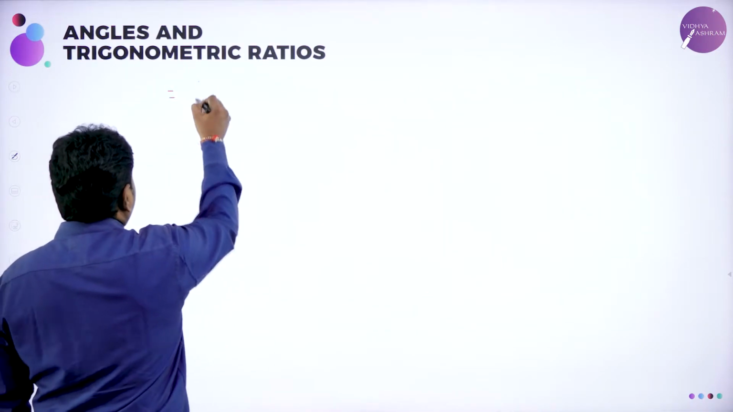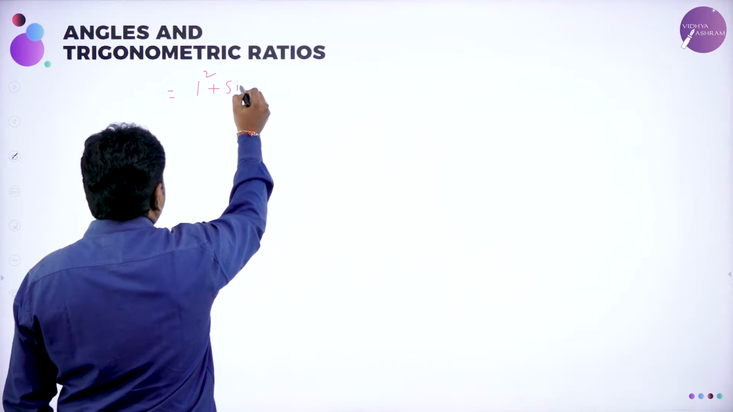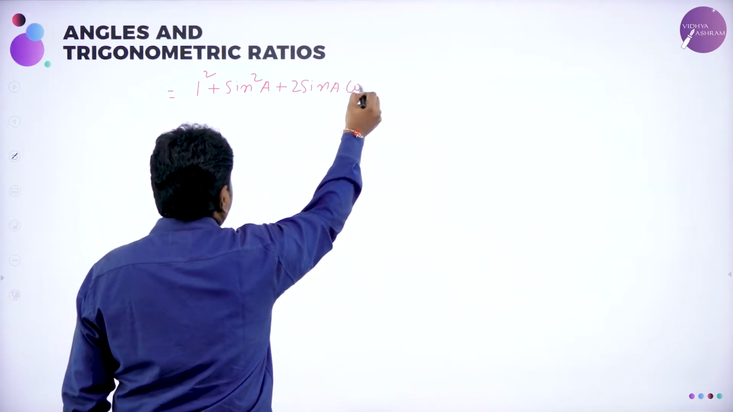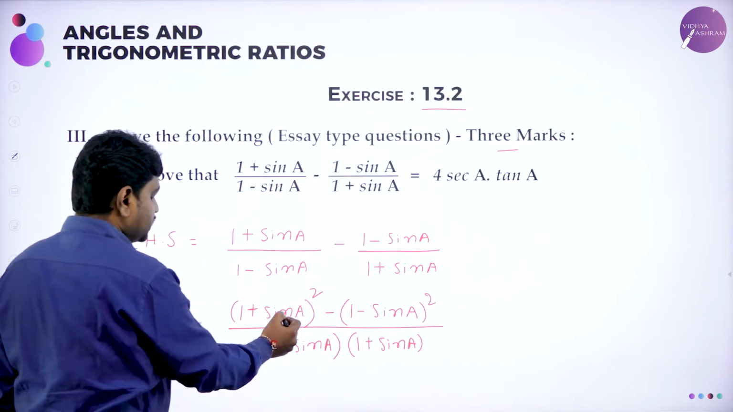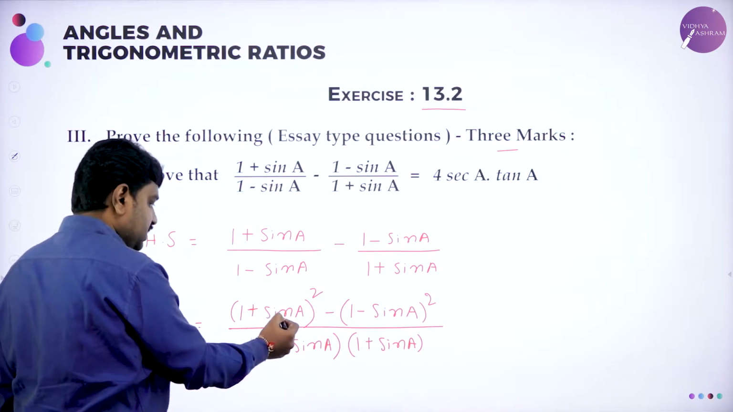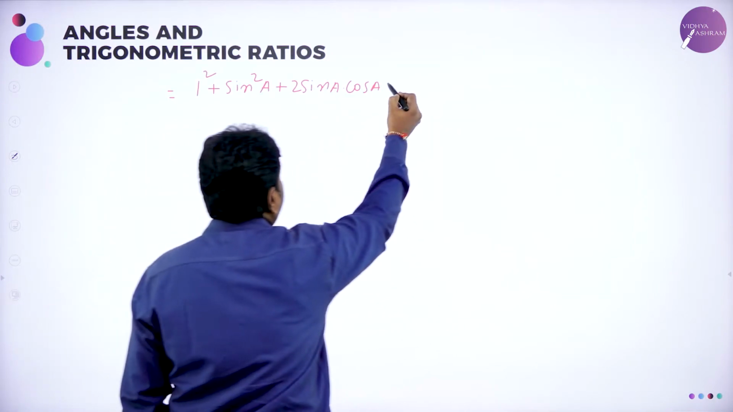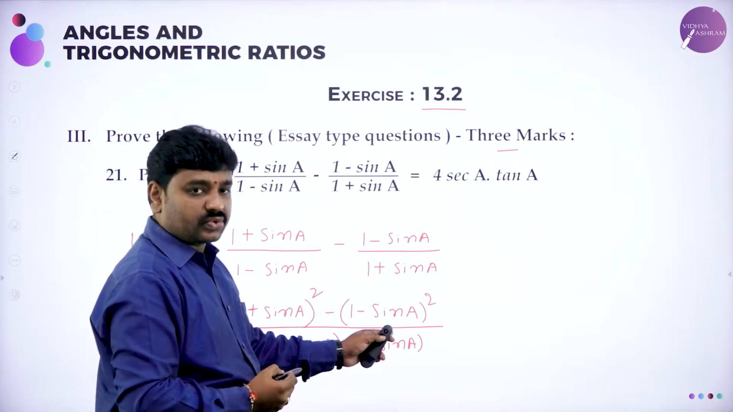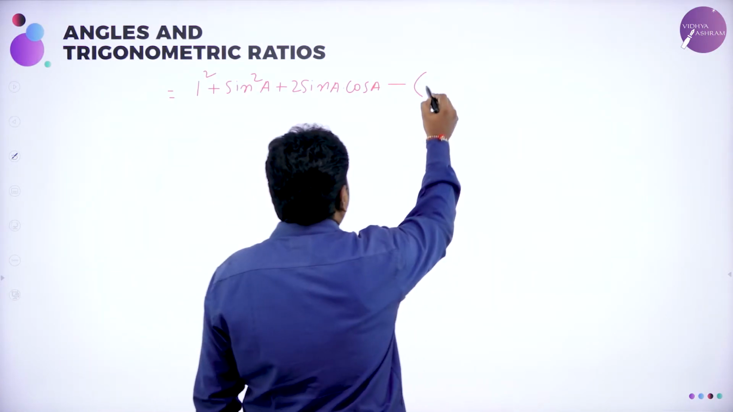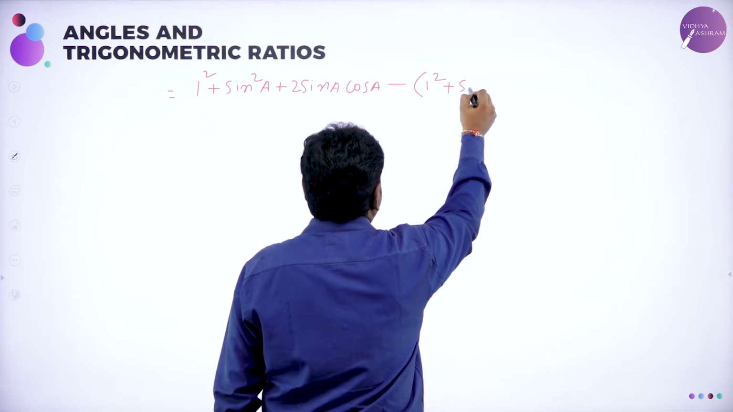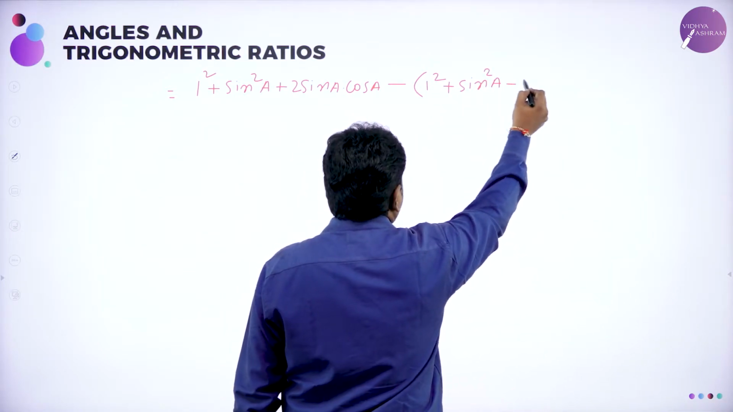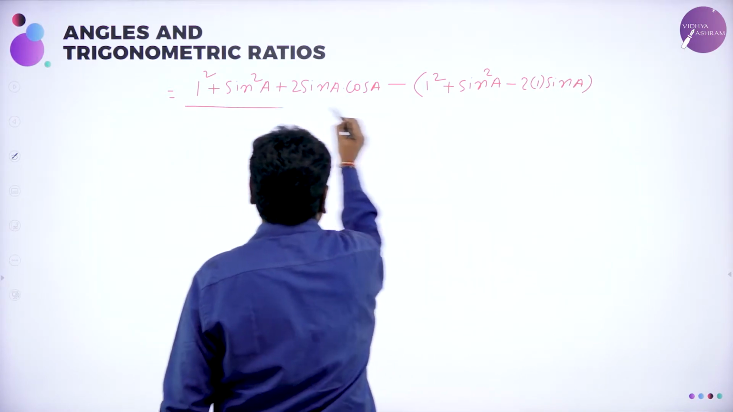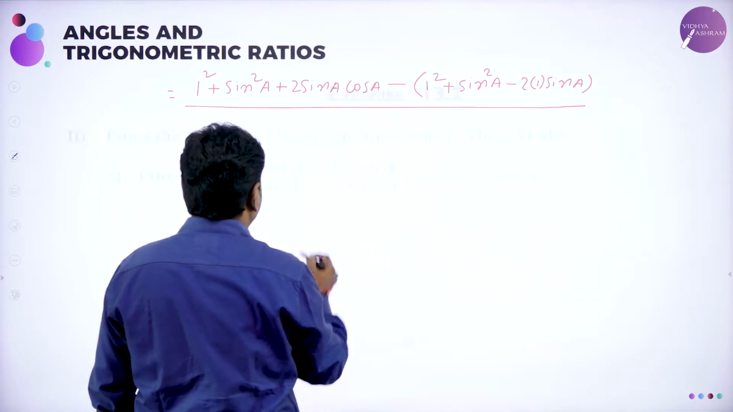That is 1 square plus sin square A plus 2 sin A. Now 1 plus sin A the whole square, A plus B the whole square, is 1 square plus sin square A plus 2 sin A. I have minus, so use brackets. Again 1 minus sin A the whole square is 1 square plus sin square A minus 2 into 1 into sin A, divided by, in the denominator we have, what is the LCM? 1 minus sin A into 1 plus sin A.